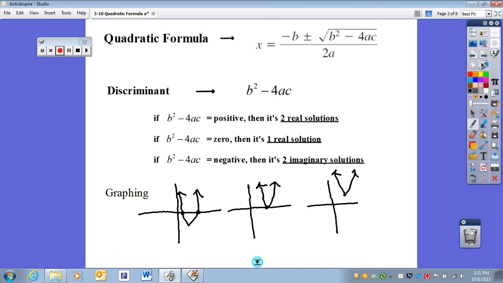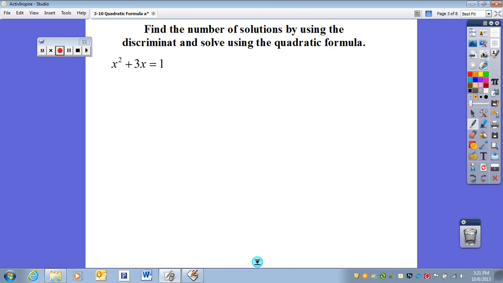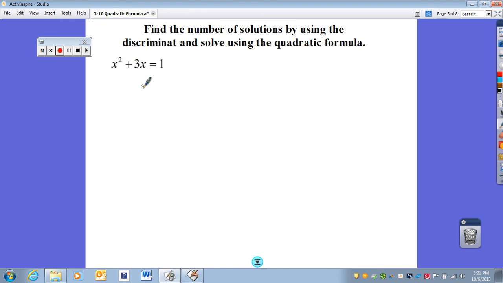So let's go ahead and do some examples. First, we want to find the discriminant to tell us how many solutions there would be. In order to do that, our quadratic needs to be in standard form. So we're going to subtract 1 from both sides. So we have x squared plus 3x minus 1 is equal to 0. So we're going to use the discriminant b squared minus 4ac to determine how many solutions there would be.